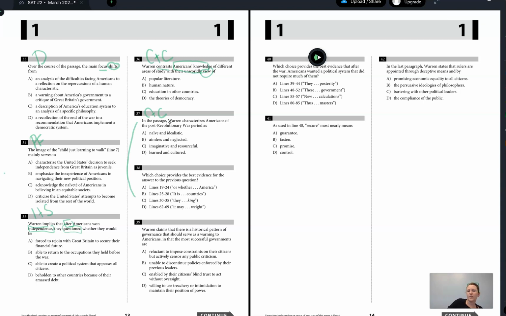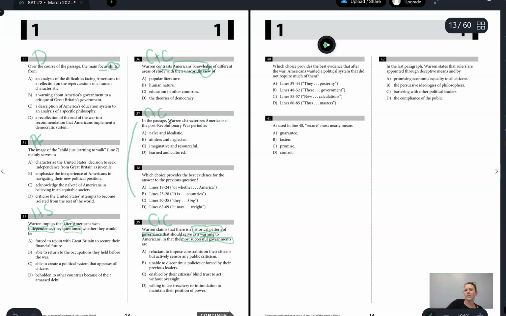All right, Warren claims, that's a fancy way to say says, so again, I know this is a content and characterization question. It has a COE, but it's not a COE follow-up. It's not a previous question. That's a standalone, so we need to know what this one is asking about. So claims there is a historical pattern of governance that should serve as a warning, okay? In that most successful government is some kind of way. So we're going to see this historical pattern in government. Most successful governments are this, that, and the other, and that idea should be a warning to Americans.